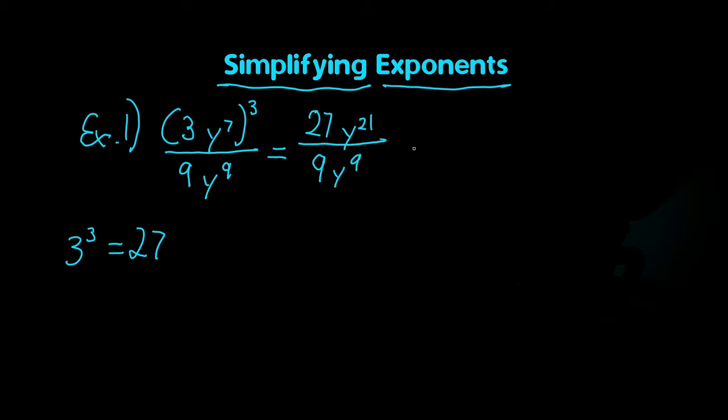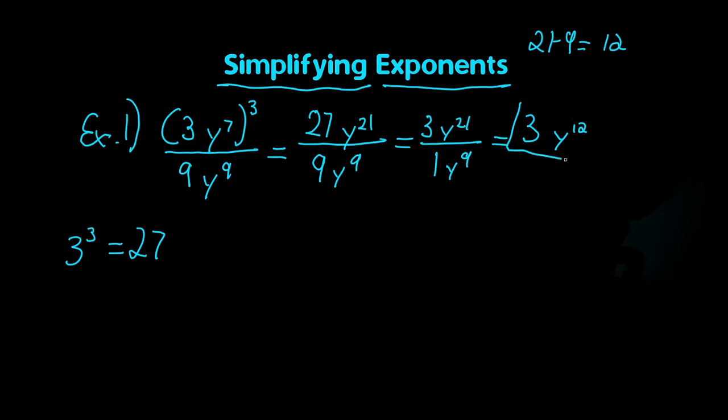The next step is to cancel out 27 and 9 by dividing them both by 9, which becomes 3 times y to the 21st power as the numerator, and y to the 9th power as the denominator. Now we cancel out the exponents by subtracting 21 by 9 because the y to the 21st power is in the numerator. So that becomes 3 times y to the 12th power over 1, or you don't have to write that.